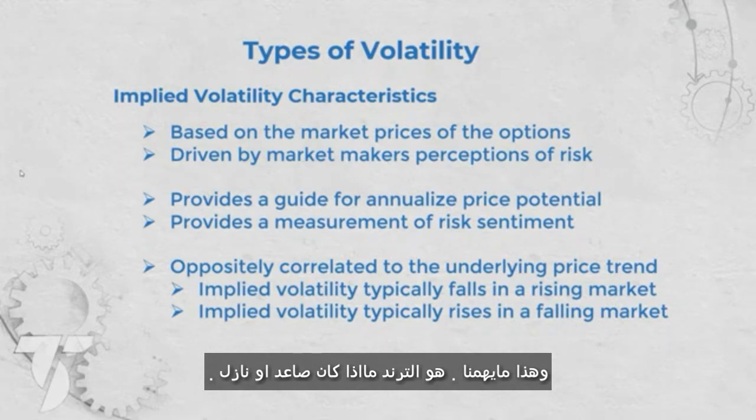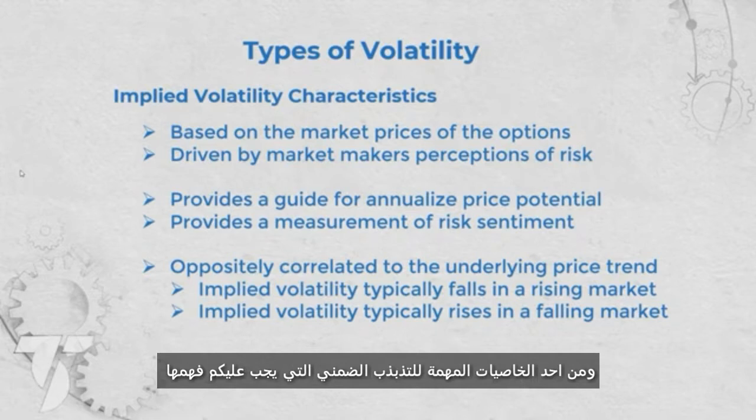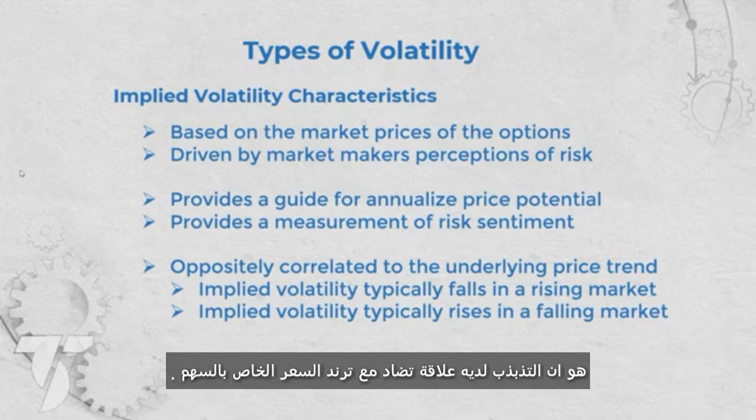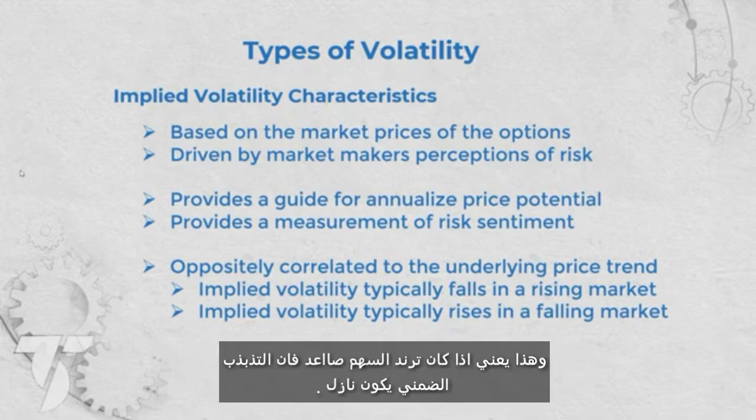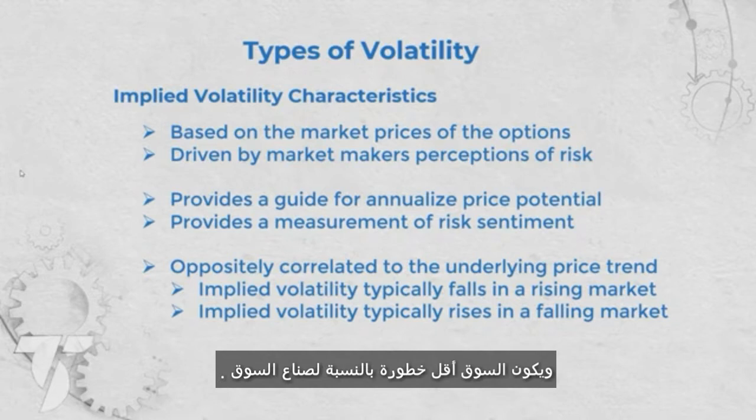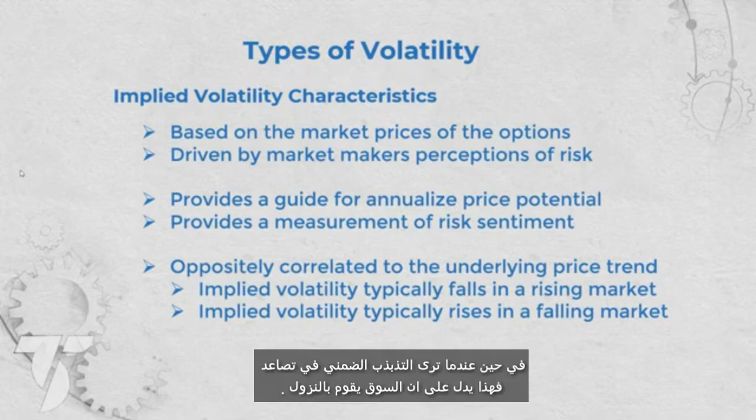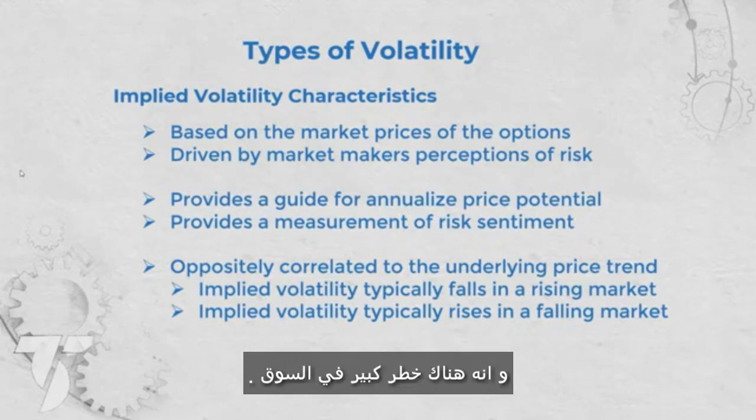One of the important aspects of implied volatility that you have to understand is that volatility is generally inversely correlated to the underlying price trend. As we chatted about a moment ago, when the market is trending up, implied volatility tends to go down. There's less risk for the market makers when the market is constantly making new highs and trending upward. You see implied volatility rise when the market is falling, or when there's a greater perceived risk that it may fall in the near term.